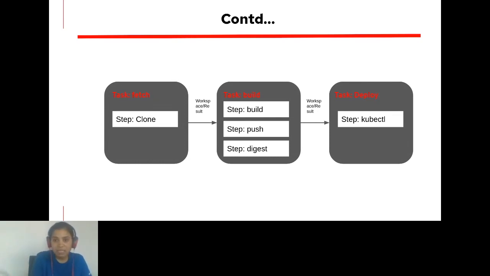Now, to run this task. Till now, when I apply this task YAML on the Kubernetes cluster, it's just a static entity. It won't run. To run this task resource, we have another custom resource.